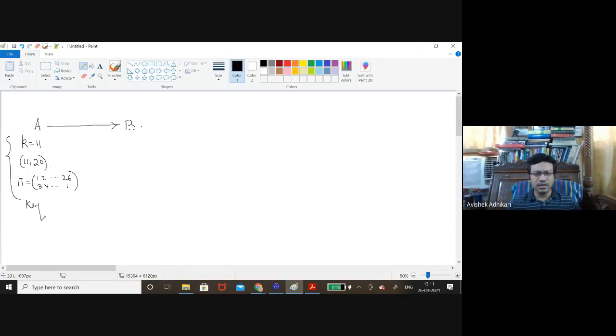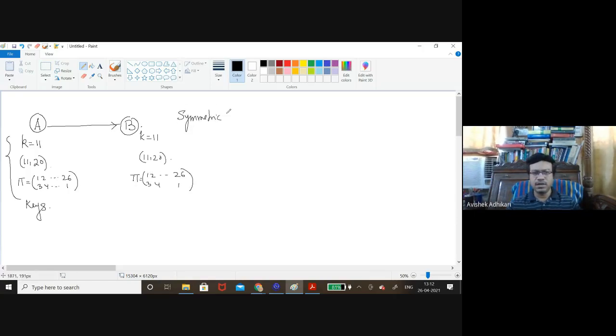Suppose A wants to send some message to B, then both sides should have this same key. So in case of Caesarian cipher, B also uses k equal to 11. In case of affine cipher, B will also use the same key. Similarly, in case of permutation cipher, both sides are going to use the same key. Just now I have mentioned the same key should be used on both sides. That's why they are called symmetric key.